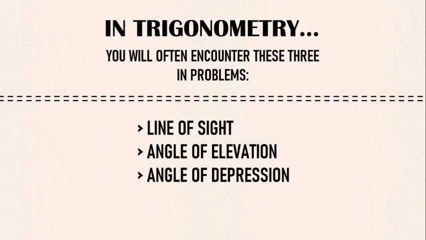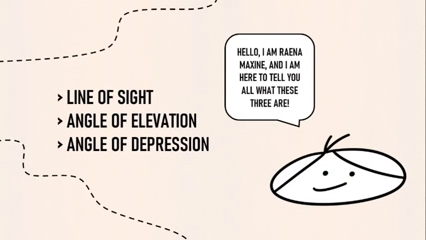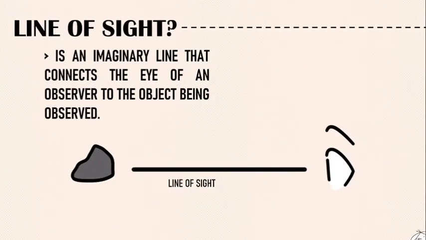In trigonometry, you will often encounter these three in problems: line of sight, angle of elevation, and angle of depression. Hello, I am Reyna Maxine and I'm here to tell you all what these three are. First of all, what is the line of sight? The line of sight is an imaginary line that connects the eye of an observer to the object being observed.